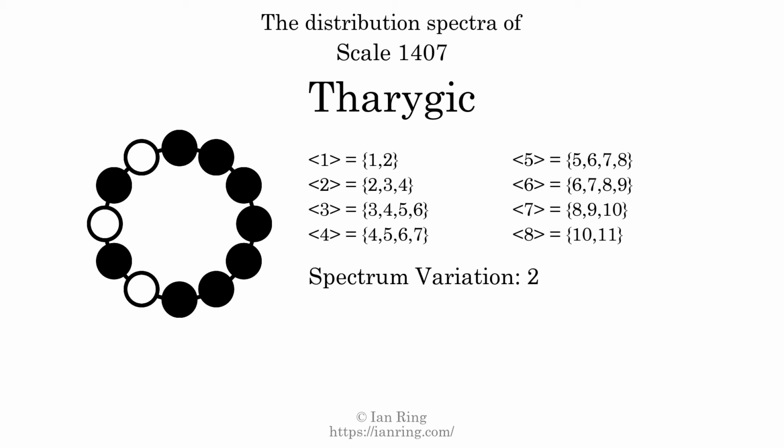The spectrum variation of this scale is 2. Since the variation is greater than 0, this indicates that the scale is not perfectly even. The highest spectrum width is 3. Since this is greater than 1, we know that this scale is not maximally even.